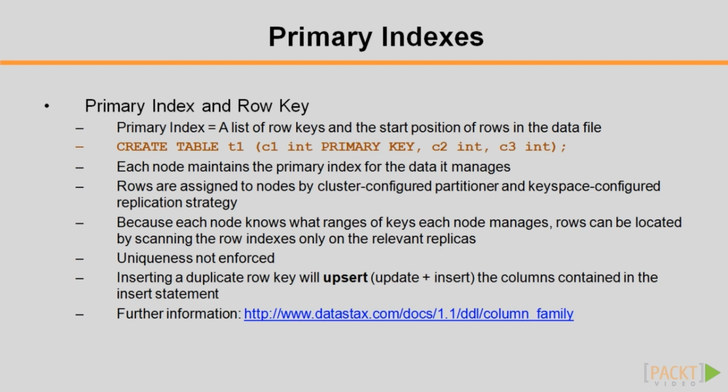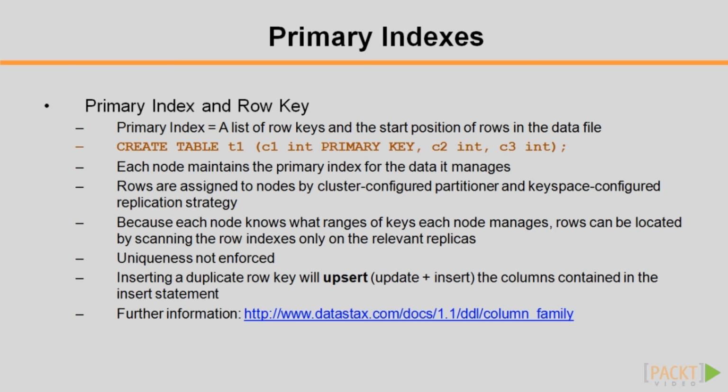The row key is what determines what machine the data is stored on, that is, node location. And primary index is indeed a list of row keys and the start position of rows in the data file. CQL keywords primary key are used to specify the column to be indexed. Each node maintains its own primary index for the data it manages, and rows are assigned to nodes by the cluster-configured partitioner and keyspace-configured replication strategy.